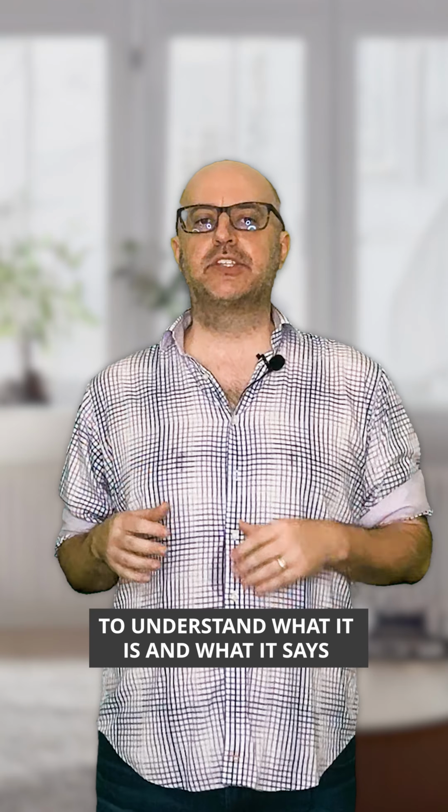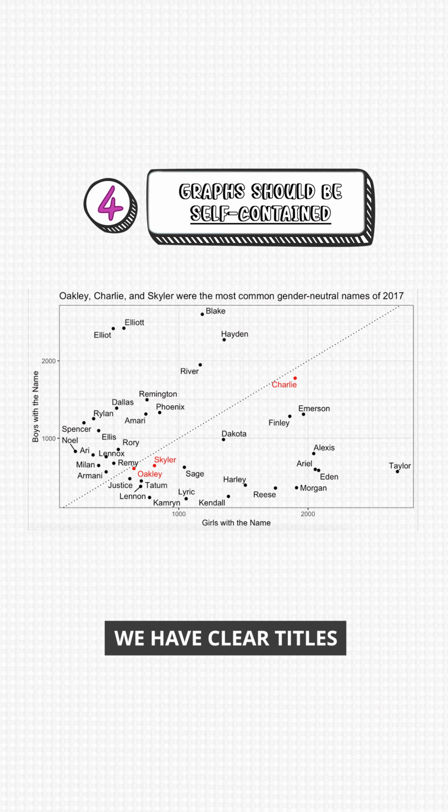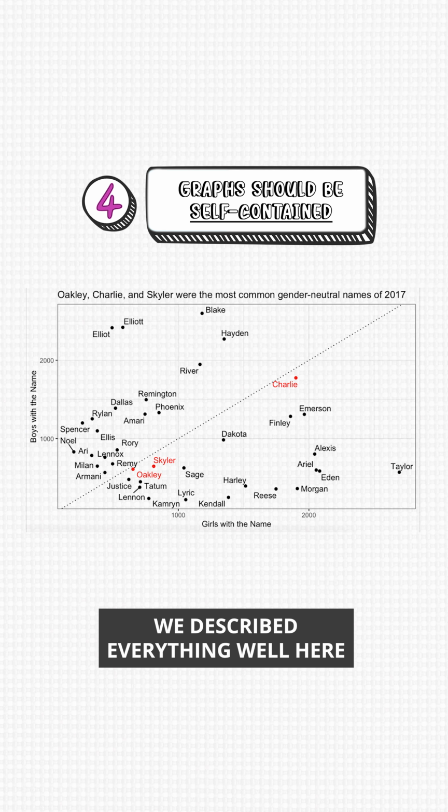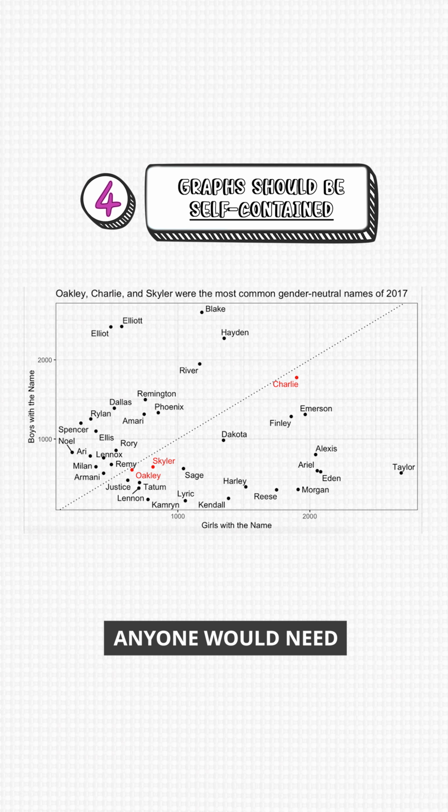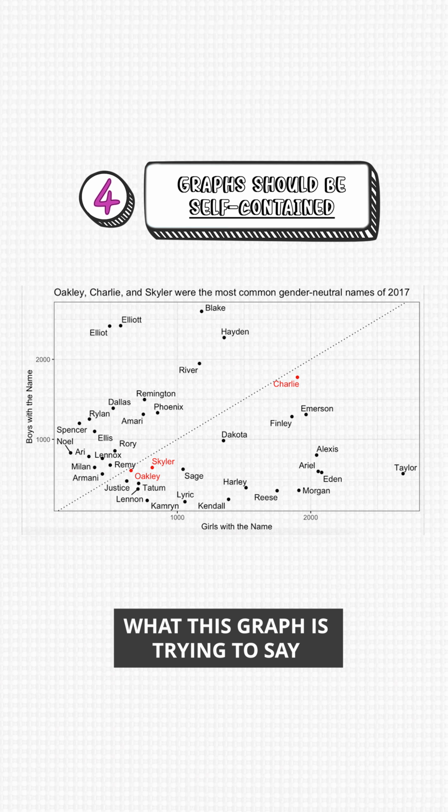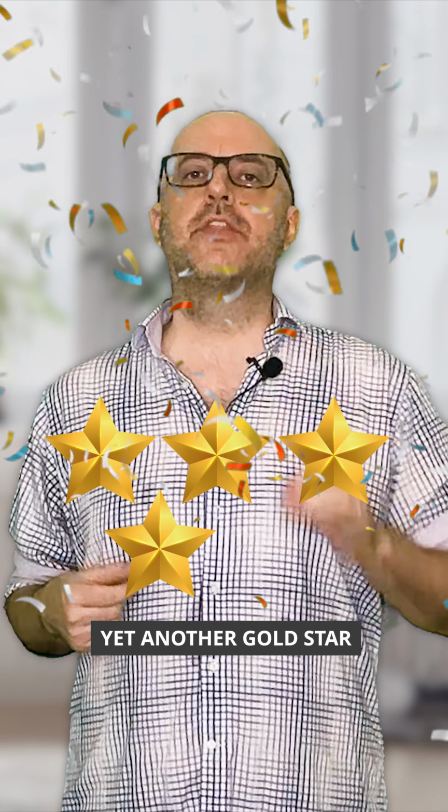4, a self-contained graph that doesn't need any extra context to understand what it is and what it says. Yes, we have names, we have clear titles, we described everything well here. I don't think anyone would need any more context to understand what this graph is trying to say. Yet another gold star. 5, a simple presentation that Coco Chanel will be proud of.